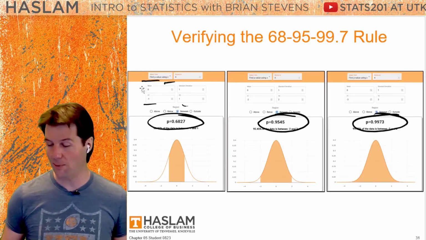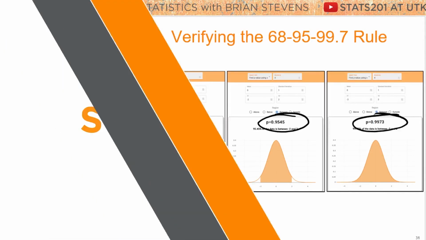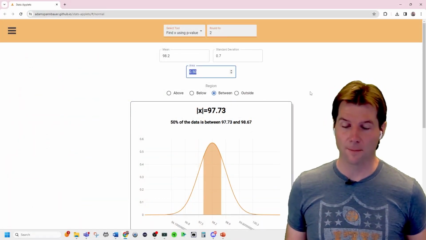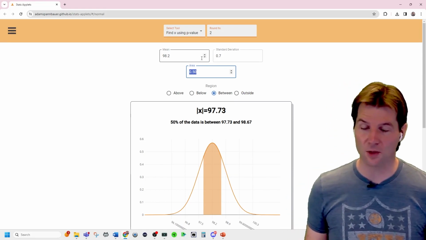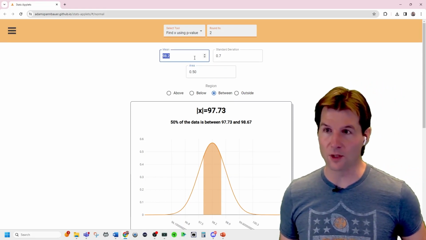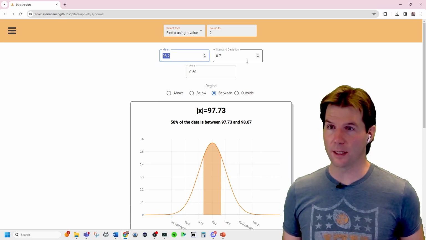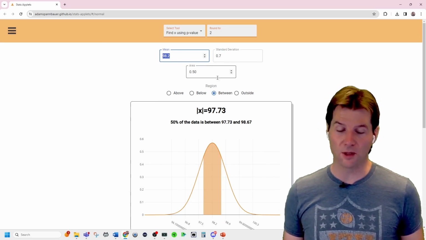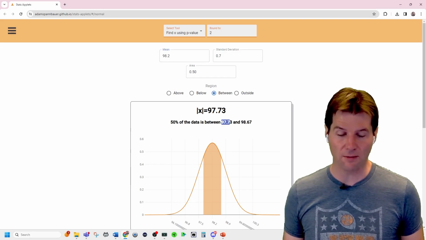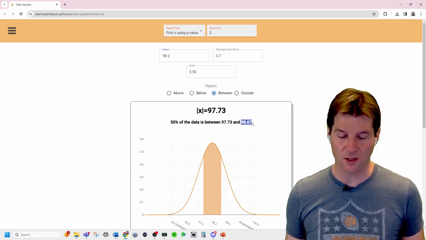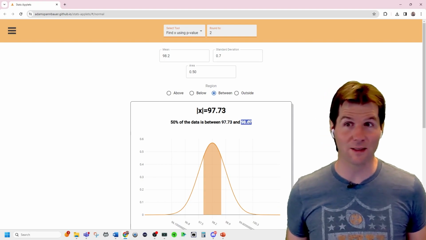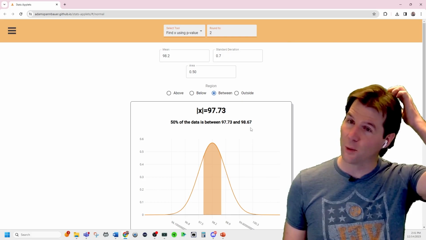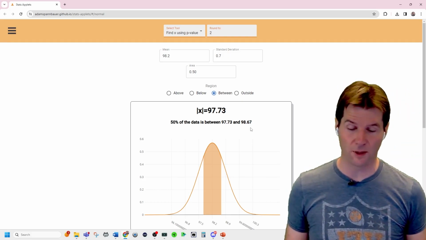Let's go ahead and take a look at the applet here on the main screen. Let's point out what we already have on the applet. We have that we are looking at body temperatures. A mean body temperature is 98.2, and the standard deviation of body temperatures is 0.7, telling us how spread out they are. We're looking at the middle 50% of body temperatures, which range from 97.73 to 98.67. We are currently finding the IQR.